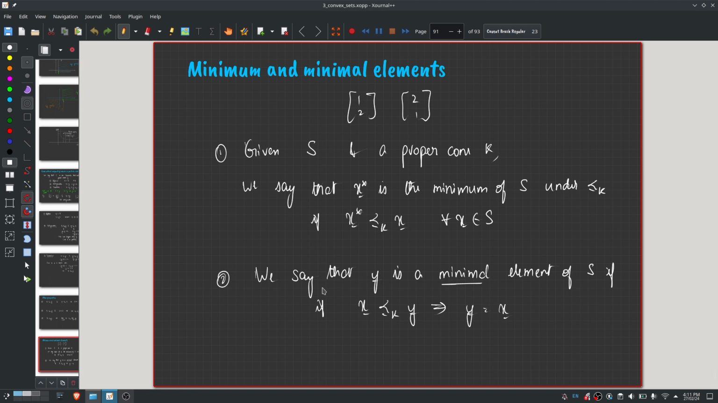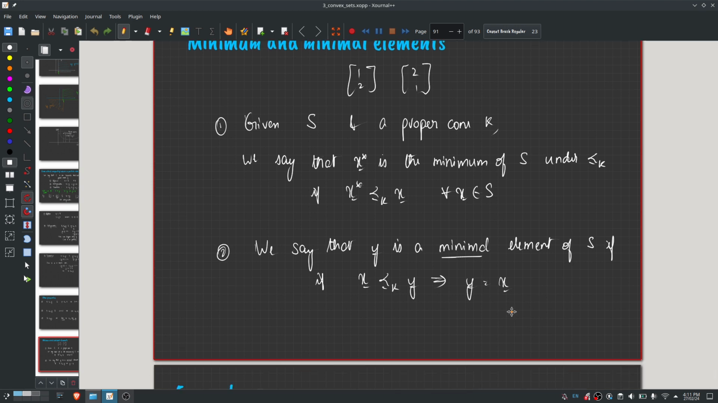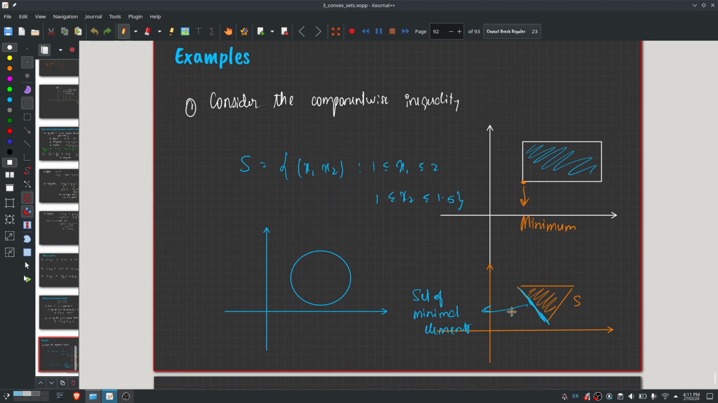But nevertheless, given any set, you can always define a minimal element. Right? So we say that a vector x is a minimal element if x is less than or equal to y only when y is equal to x. Okay. So again, we saw a few examples for the component-wise inequality, and in particular when the generalized inequality is the component-wise inequality, the set of all minimal elements are sometimes called the Pareto-optimal points.